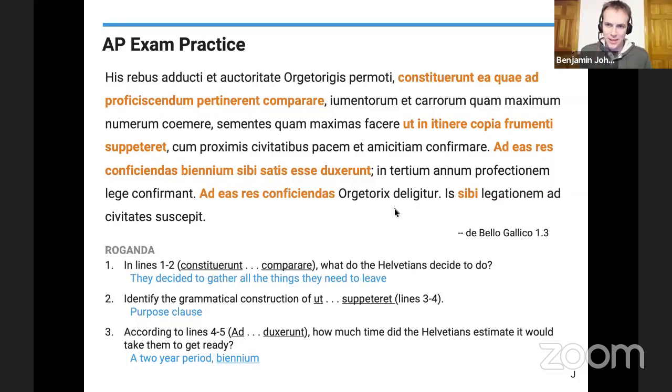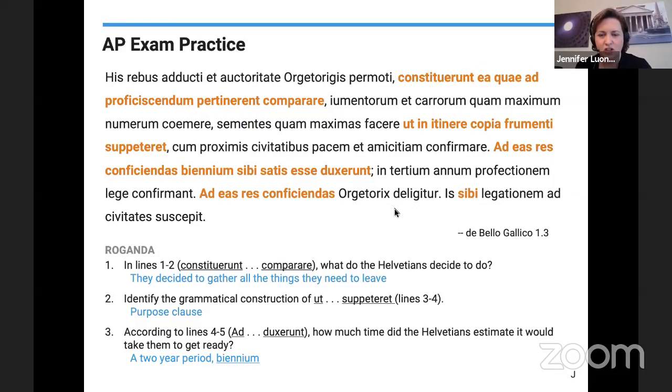What type of word is that? That has an ND in it, right? So yes, it is a gerund here, not a gerundive, proficiscendum, because it doesn't have any sort of object with it, so it's just a good gerund. All right, so number 2, some more grammar fun.